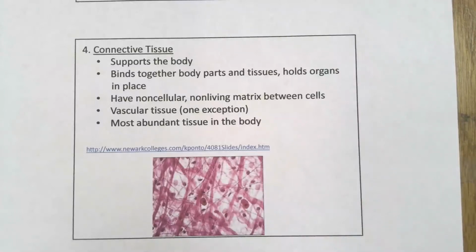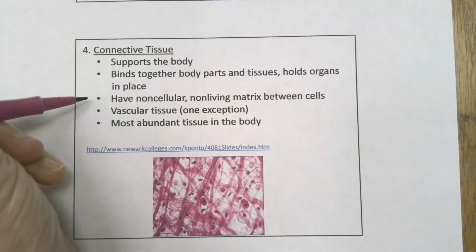All right, so our final primary tissue type is connective tissue, and it is all over the body, has a wide variety of functions. So it supports the body, it protects the body, it binds tissues together, holds organs in place. And like I just said, it's everywhere, the most abundant tissue in the body. With one exception, it's vascular, so it has its own blood supply.